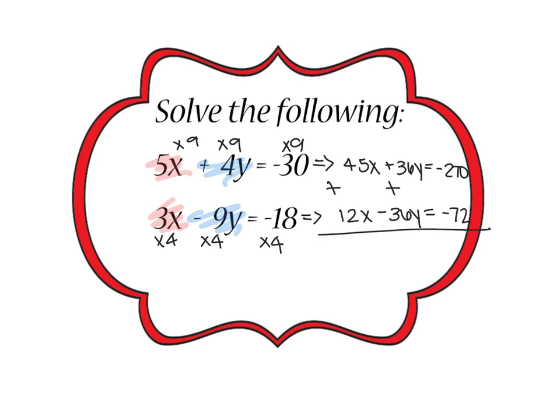When I add 45 plus 12, I get 57x. I have positive 36 plus negative 36, so those cancel. And negative 270 plus negative 72 is negative 342. When I divide both sides by 57, I get x equals negative 6.